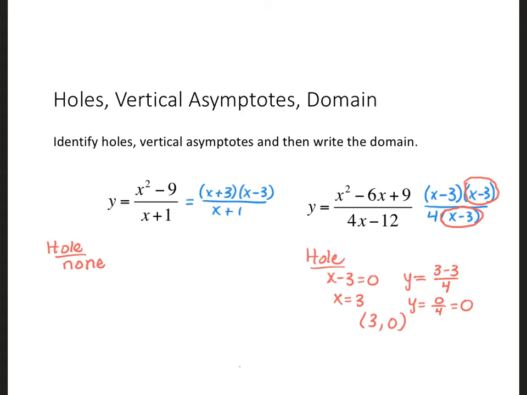In my second function, I do have a matching factor of x minus 3. If I set x minus 3 equal to 0, I get 3. And then I can use that value to plug into the simplified form to find the y value. So plugging 3 into (x minus 3) over 4 gives me 0. So my hole is located at (3, 0).